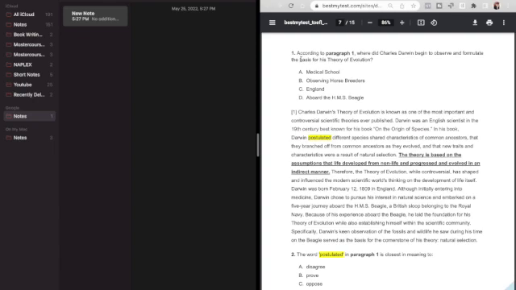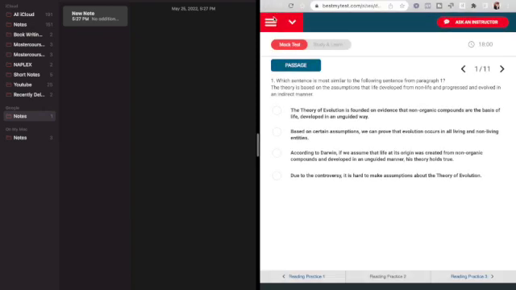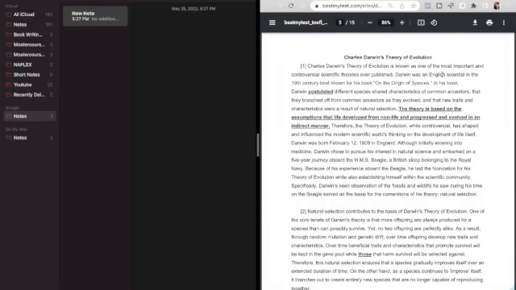So let's get started. According to paragraph number 1, where did Charles Darwin begin to observe and formulate the basis of his theory of evolution? Now we're not going to look at the answer choices yet, we're going to find the keyword. The keyword over here would be observe and formulate, because they're basically asking where did Charles Darwin begin to observe and formulate the entire basis of his theory. So we will look for words like observe or formulate. Going back to paragraph number 1, here we are. Now we're going to skim through the entire paragraph and search for formulate or observe.